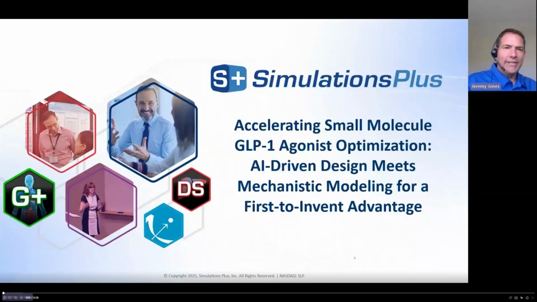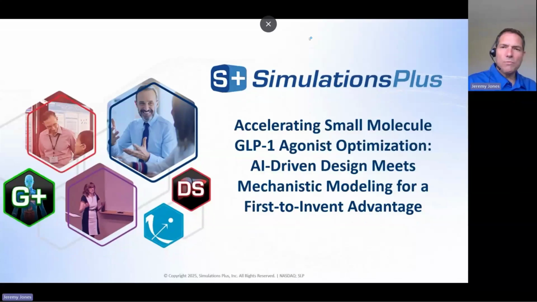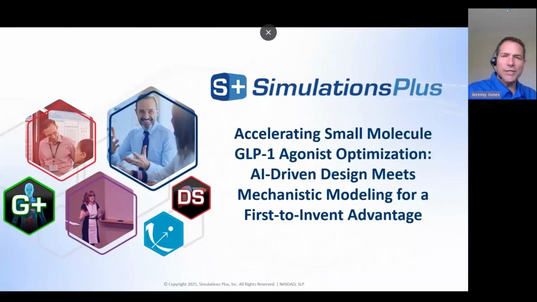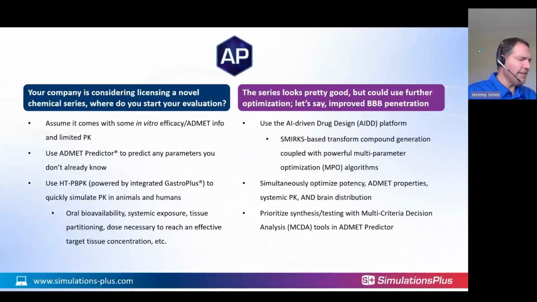So let's dive right in here. There we go. Talking about small molecule GLP-1 agonist optimization. So over the next 40 minutes or so, I hope to highlight some of the capabilities of our early drug discovery platform. And I'll do so by trying to answer 2 questions, 2 scenarios which you may be facing now, or it will at least show you might have related issues that you're looking into, that some of the things I show here will certainly apply to.